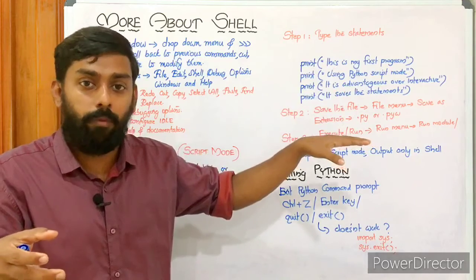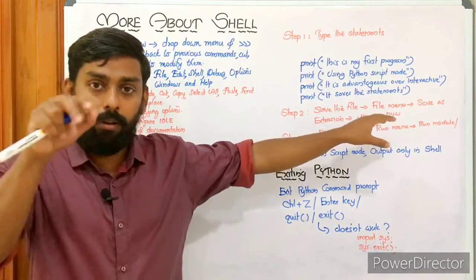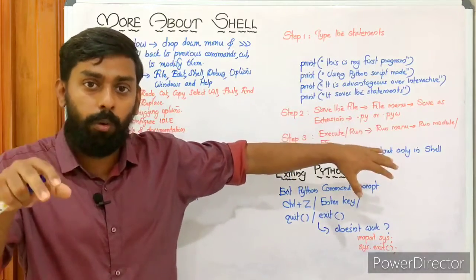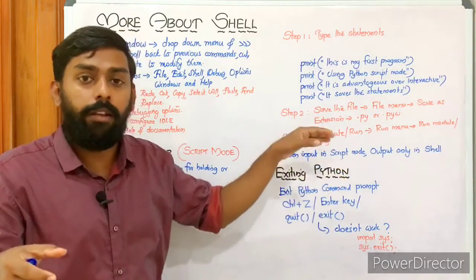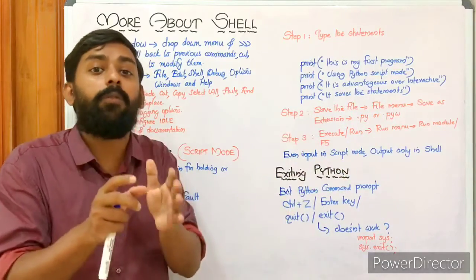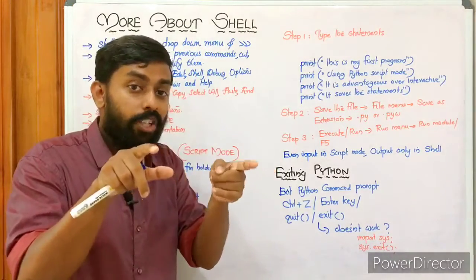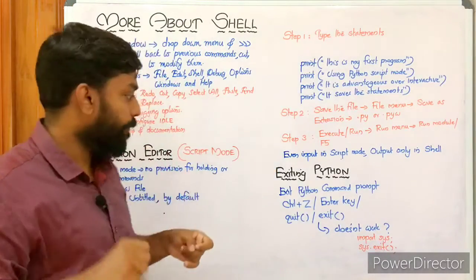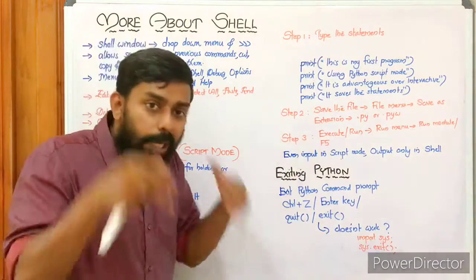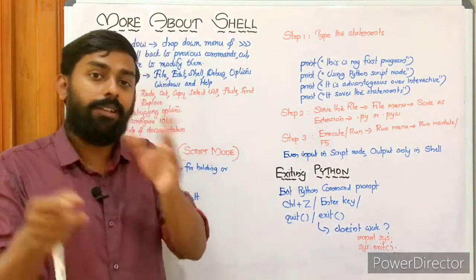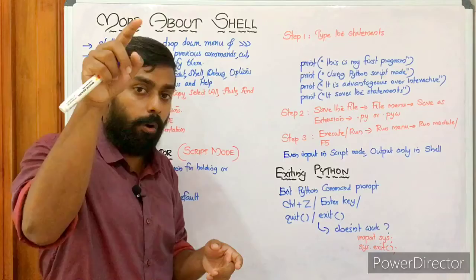After that, you will go for running or execution. There is an option Run. Then Run Module, or F5 can be pressed. Then it will be executed, and the result will be displayed in the interactive mode or the shell mode. We are not getting the result in the script mode itself. We are directed to that mode, shell mode or interactive mode.